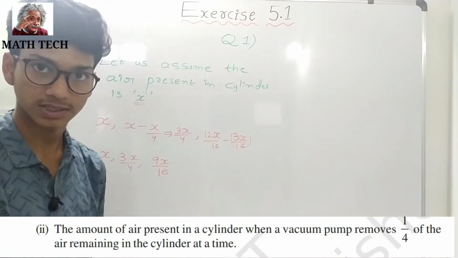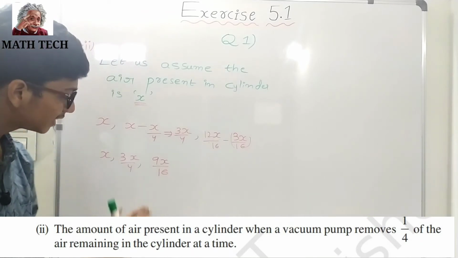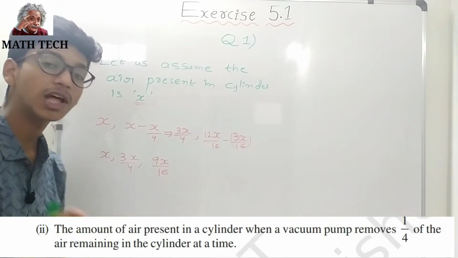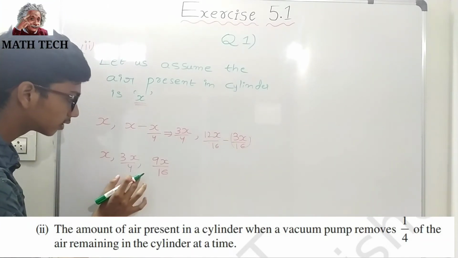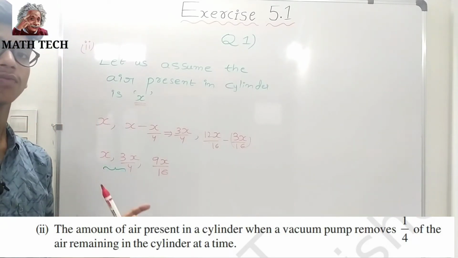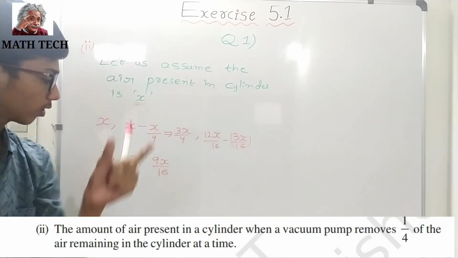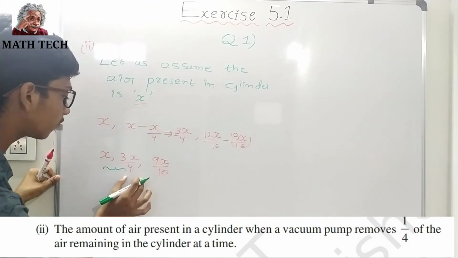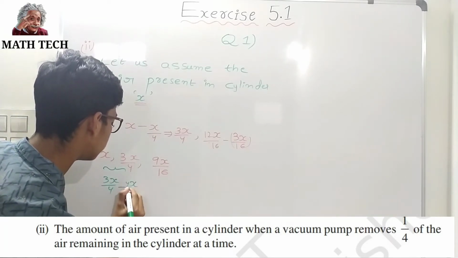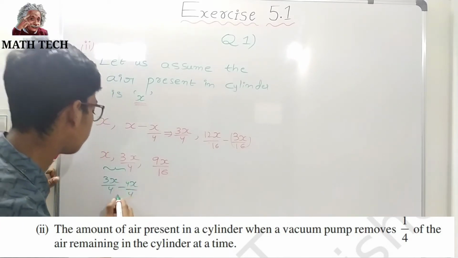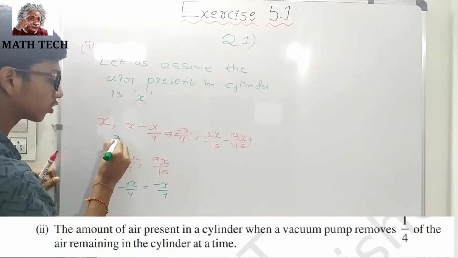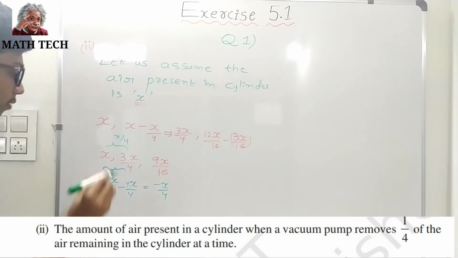Here we got the series. Now let's check this series for an arithmetic progression: x, 3x/4, 9x/16. The difference of the consecutive numbers should be equal. The difference 3x/4 minus x, that is 3x/4 minus 4x/4, so the difference between these consecutive numbers is minus x/4.